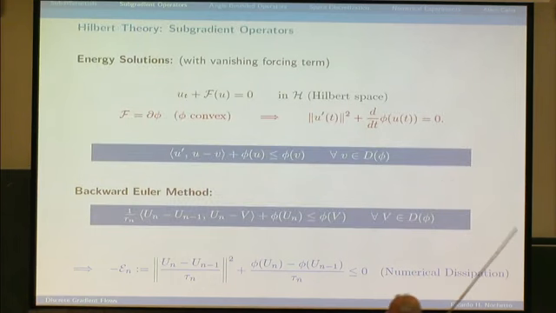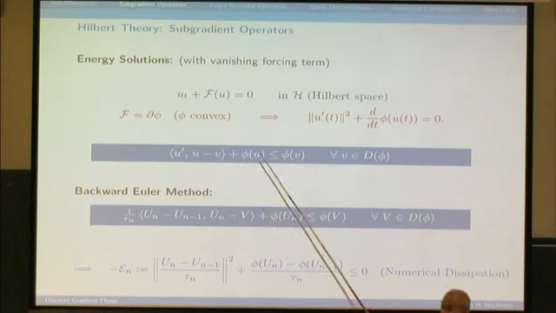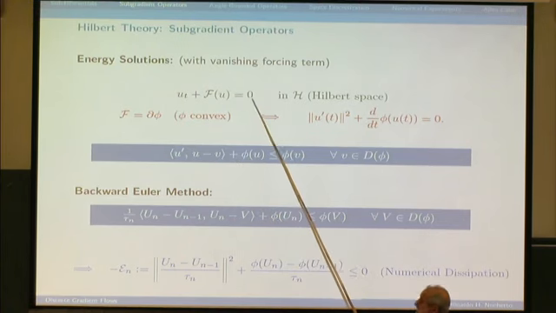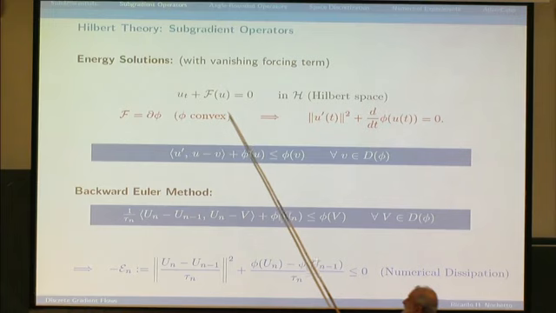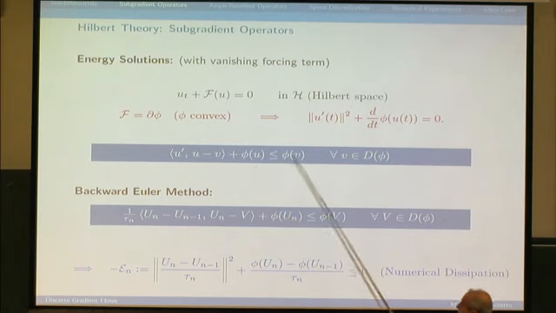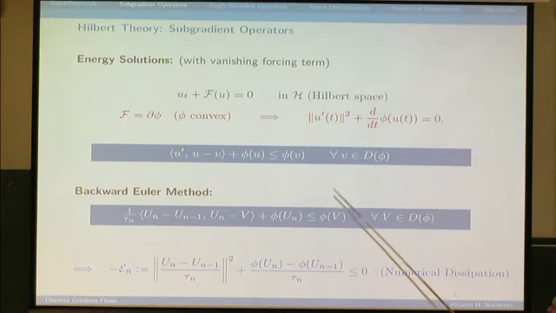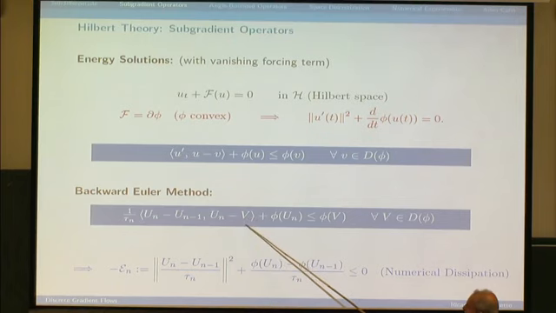So let me go to subgradient operators. Again, here I wrote the equation that I'm going to be looking at, and I took the right-hand side equal to 0, again for simplicity. And I'm assuming that this function f, this map, is again a subdifferential of a convex functional. And I wrote again the energy identity that I discussed earlier. Here is the variational inequality. And the purpose of this talk, at least at the beginning, is to discuss how well this approximation does.